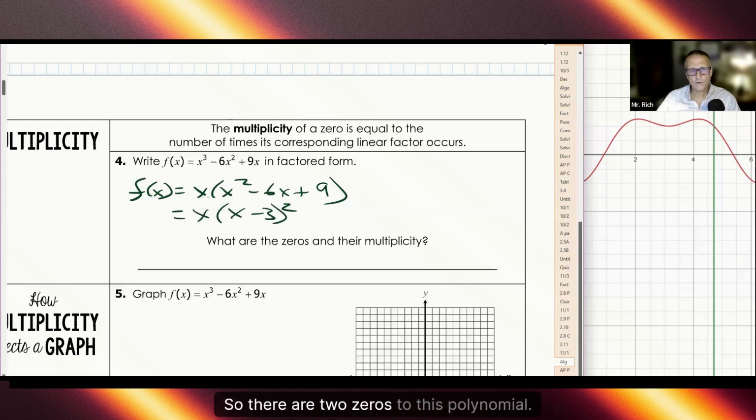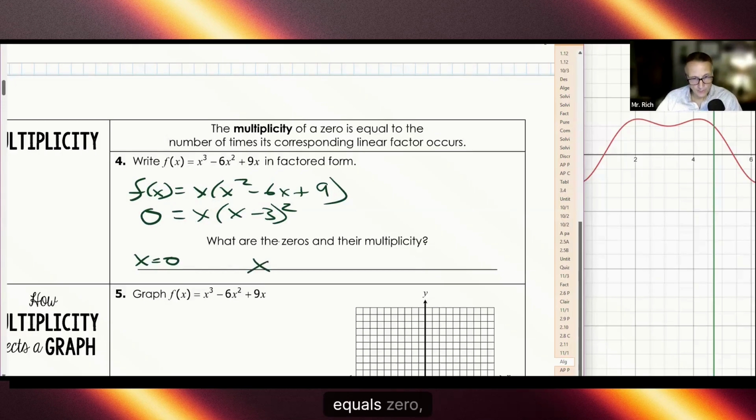So there are two zeros to this polynomial. And notice this question was asking, what are the zeros and their multiplicity? If you haven't learned it yet last week, you'll see it this week, that our zeros are found by, of course, setting our y value equal to 0 and solving for x. So when I set x equal to 0, I get x equals 0. Obviously, that's one of the zeros. The other zero, when I set x minus 3 squared equals 0, I get x equals 3.